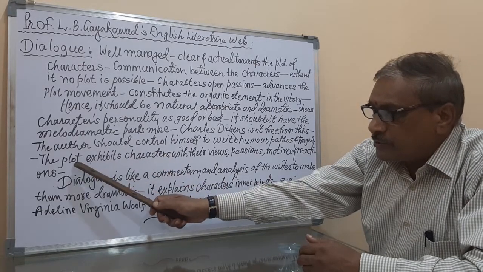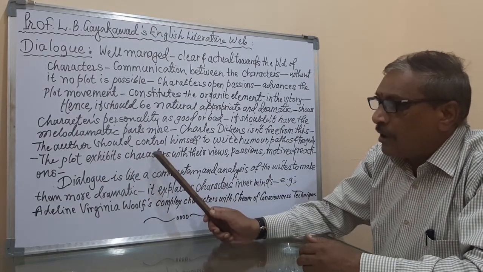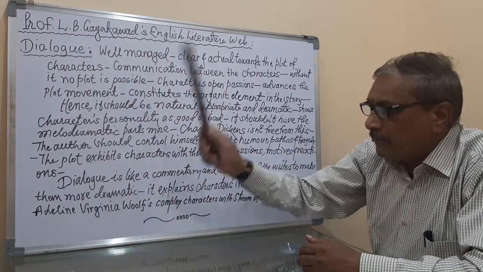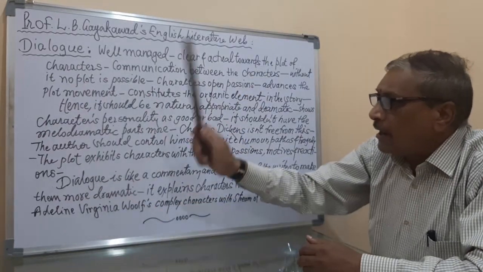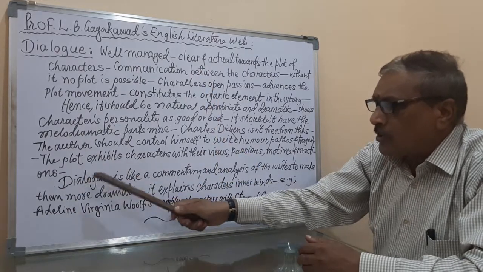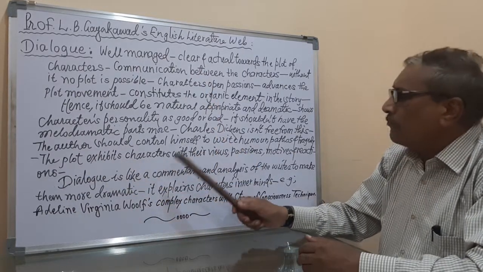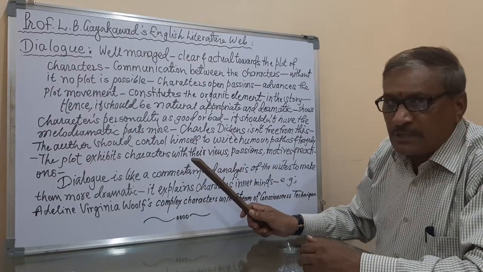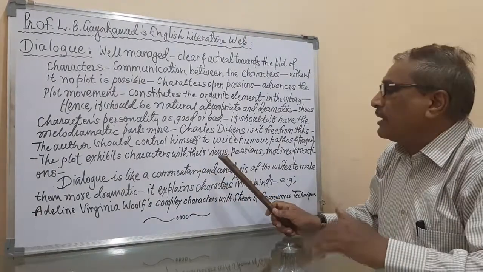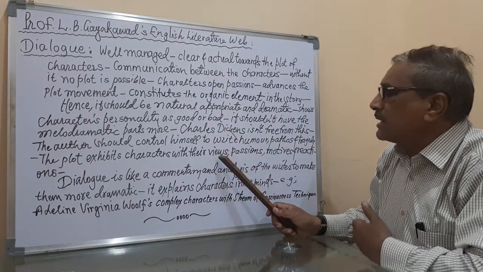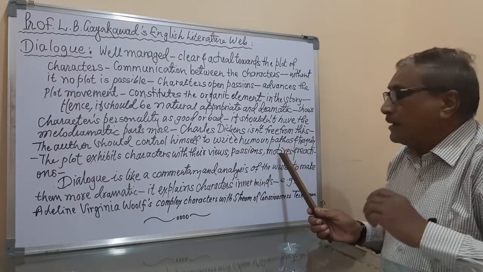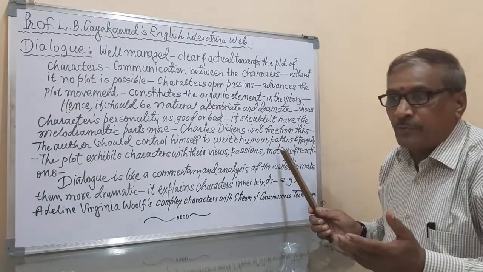So if the plot is beautiful, then the characters are beautiful, and the plot depends on the dialogues. If the dialogues are beautiful, very clear, very actual and very well managed, then the plot is very good, and that plot exhibits characters with their views. With their views means with their thoughts, with their dreams, with their desires, with their feelings, with their passions, that is views, passions, motives, because the characters have particular motives.